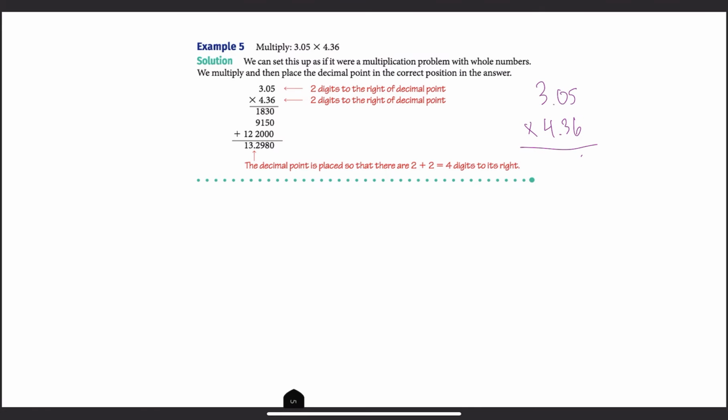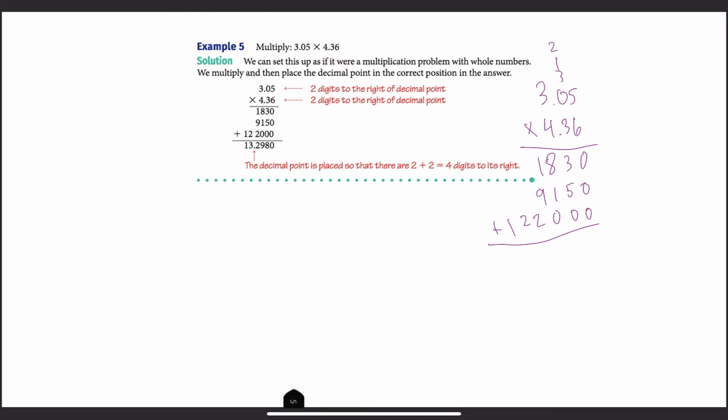6 times 5 is 30. 6 times 3 is 18. 3 times 5 is 15. 3 times 3 is 9. 4 times 5 is 20. And 4 times 3 is 12.